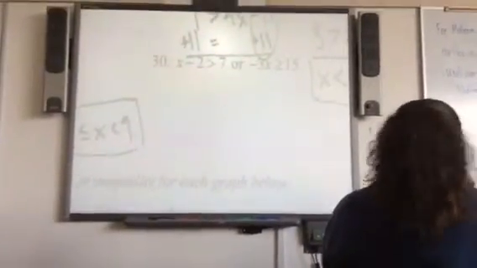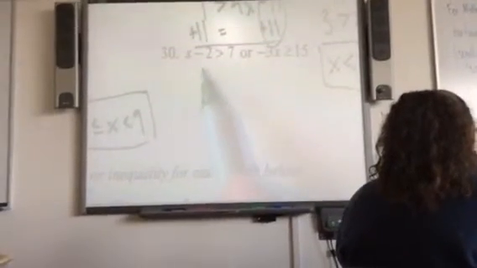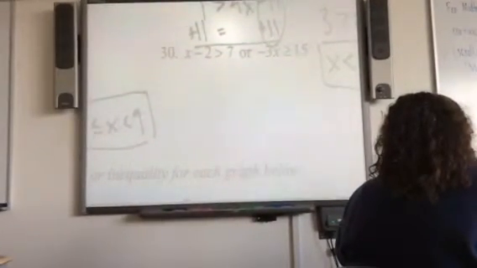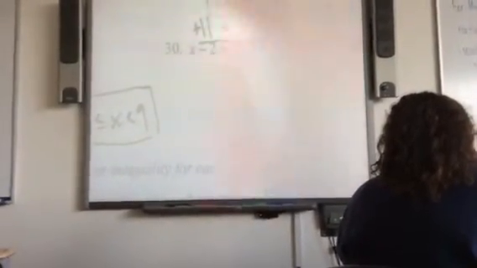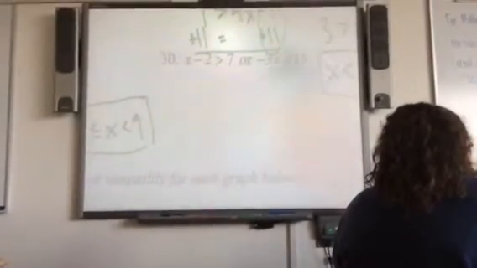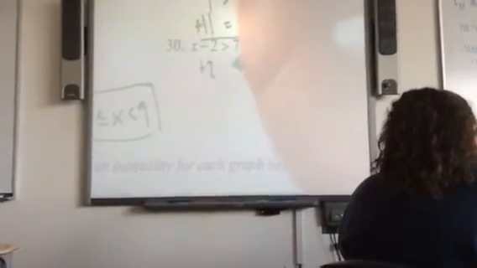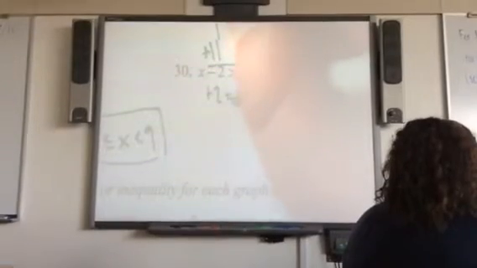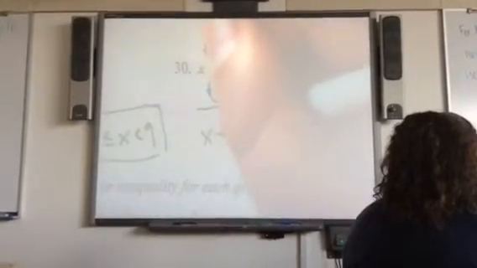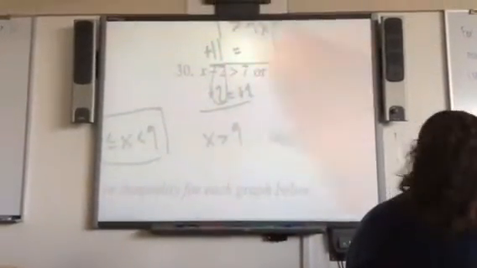Last one here that we'll go over. So this is just two different problems here. So if we solve this one first, x minus 2 is greater than 7. We would add 2 to both sides, giving us x is greater than 9 for that part.